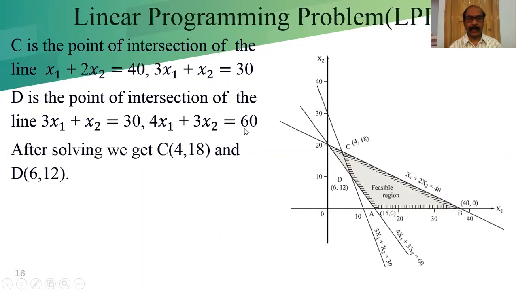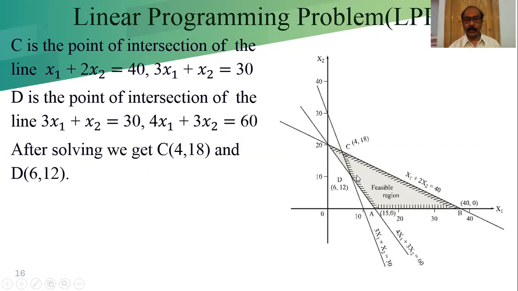After solving this, we will get the intersection of these two lines, that is 6 and 12. So the coordinates of C are 4, 18 and the coordinates of D are 6, 12. We have to find this by calculating. Easily we can do it, either multiplying this by 2 and subtracting, or multiplying this by 3 and subtracting. In this case also, we can calculate the same way.